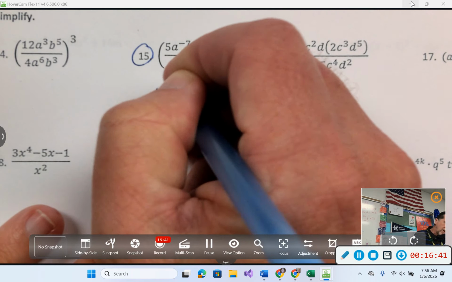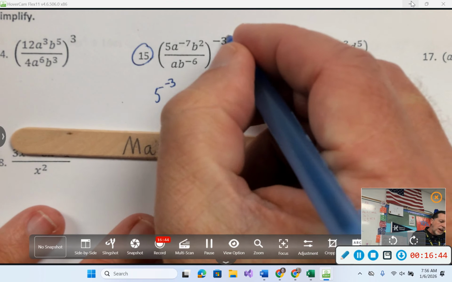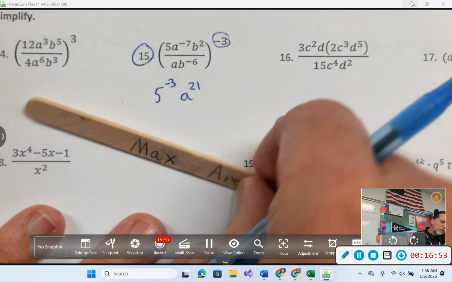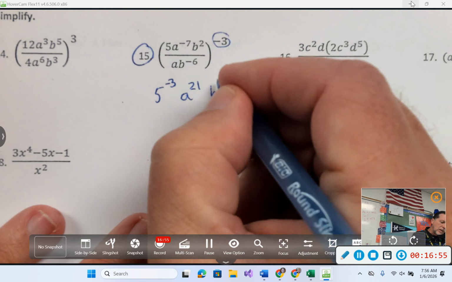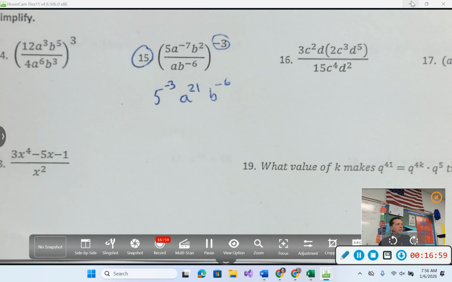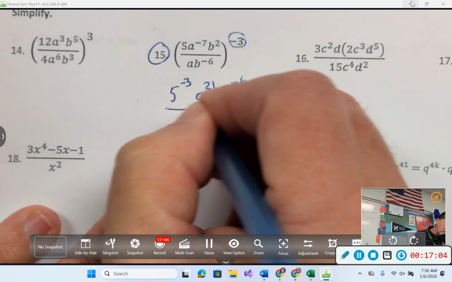So 5 to the negative 3. Max, when I say handle the negative 3, what becomes of this a? Multiply. So that would be a to the 21st, b to the negative 6. I'm getting some negative exponents, so I'll have to fix those in a minute, but one thing at a time here. Let's not try to do too many things at once.